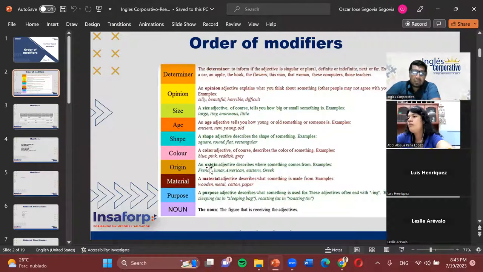Then we have the origin. Now, the origin or an origin adjective describes where something comes from. Okay, en este caso, aquí hay algo que aclarar entre el origen y el material, ¿sí? Porque cuando hablamos de origen y material, a veces podría llegar a ser confuso.